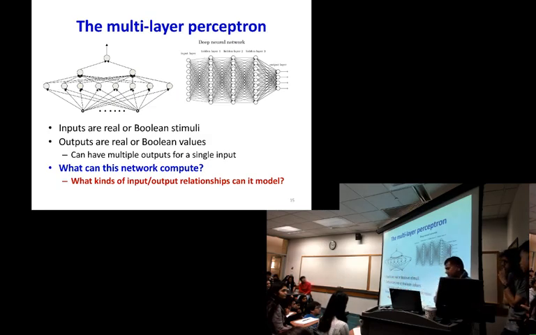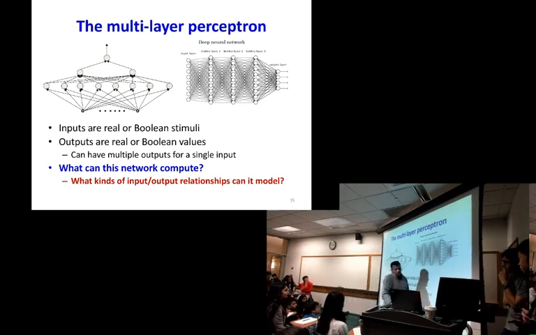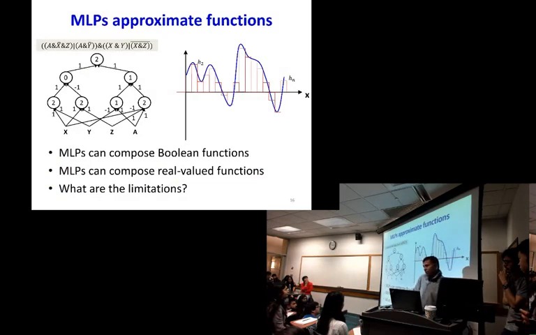So, all right. Now, we also briefly mentioned this. What kind of relationships can a network of this kind compute? Remember, to compute Boolean functions, to compute real value functions. It could compute pretty much any Boolean function.